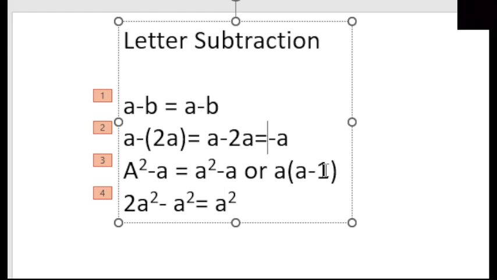2a square minus a square is equal to a square, because there is a 2 and there is a 1. So 2 minus 1 is 1 and a square. So the power doesn't change and the one comes here, which we don't write. So that's basically it for these basic mathematic operations, just the addition and subtraction.